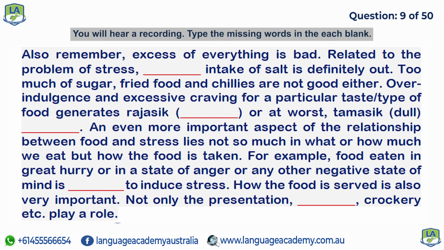Also remember, excess of everything is bad. Related to the problem of stress, excessive intake of salt is definitely out. Too much sugar, fried food and chilies are not good either. Overindulgence and excessive craving for a particular taste or type of food generates rajasic, aggressive, or at worst, tamasic, dull, tendencies.